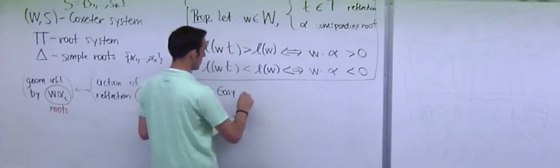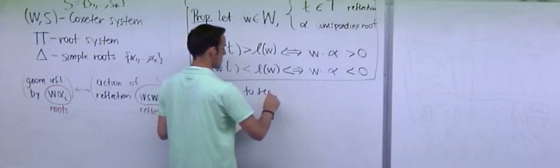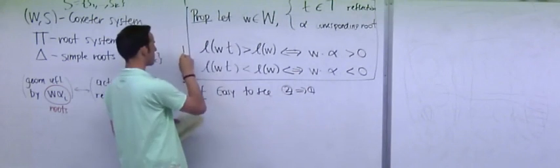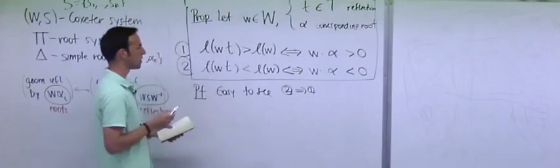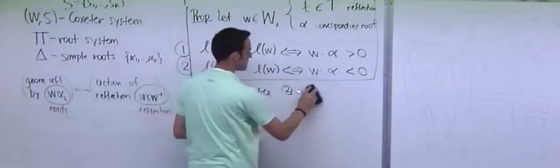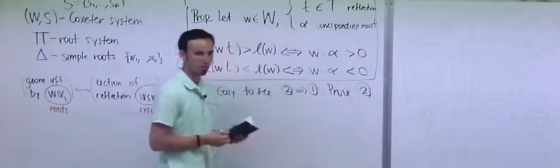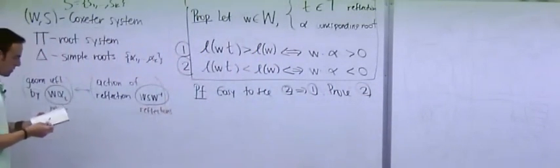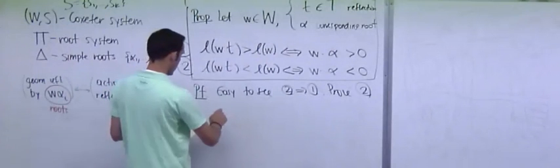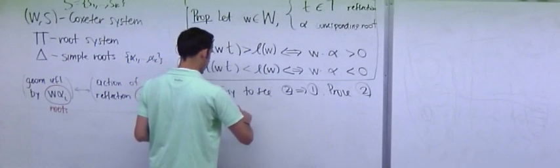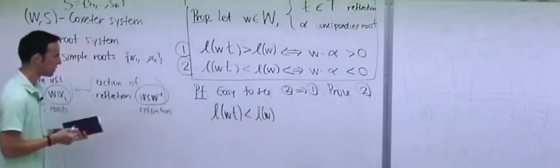And so, for example, 2 implies 1. If I call this 2 and this 1. Okay. And so let me just prove 2. So let's prove 2 by saying we suppose that the length of WT is less than the length of W.